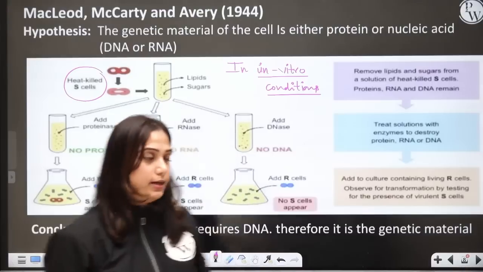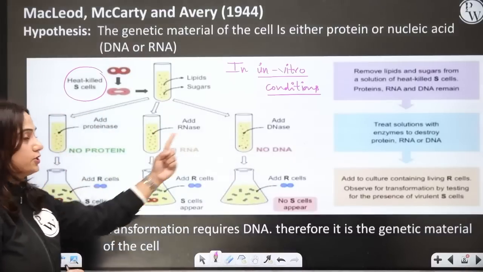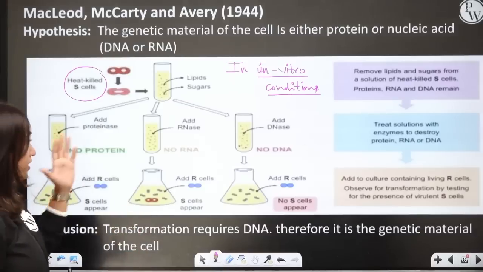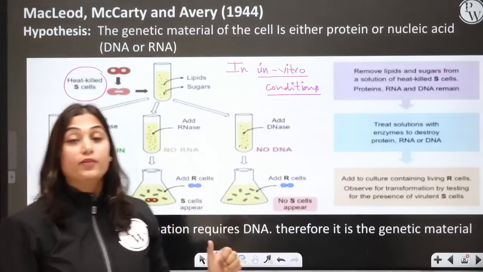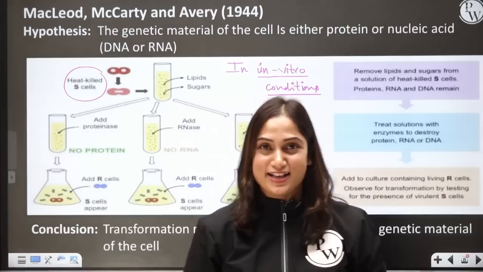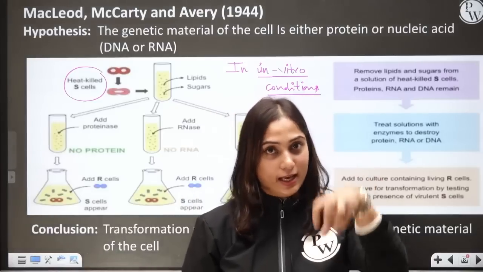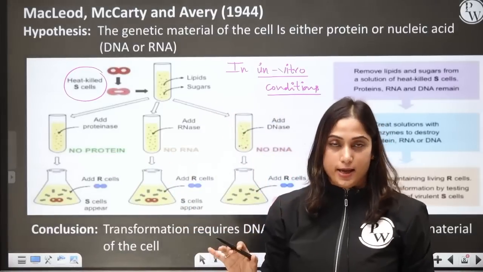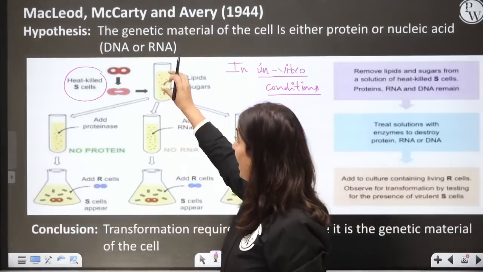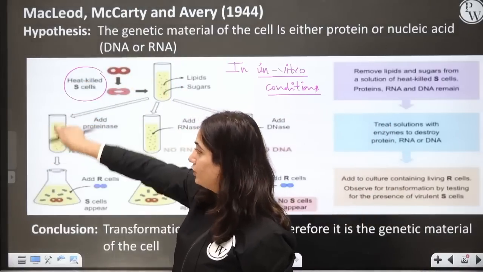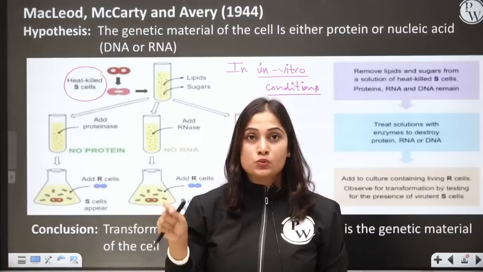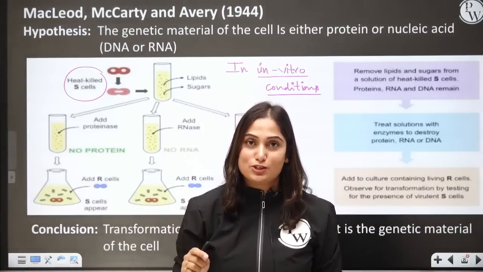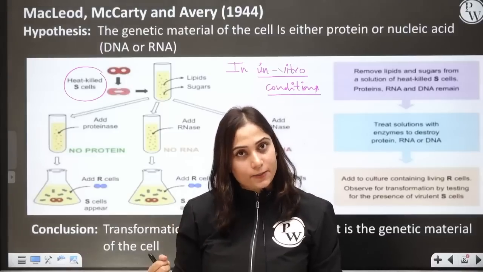Now, what they did? They took 3 test tubes, as you can see in the experiment. What is there in these test tubes? The test tubes have the R strain in them. So these tubes have R strains in them. When we add this whole mixture to the test tube, that means we are adding DNA, RNA and protein of the S strain which we have just extracted.